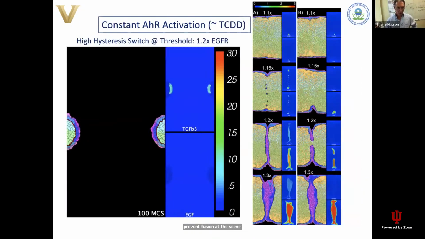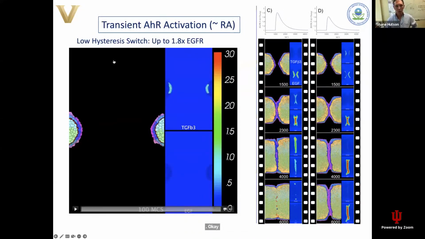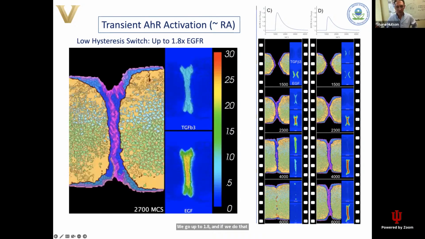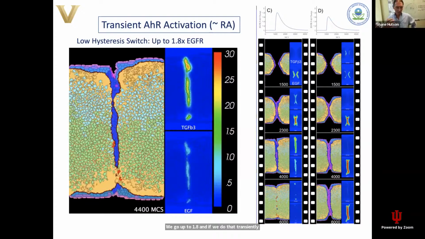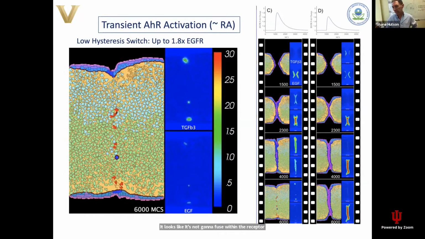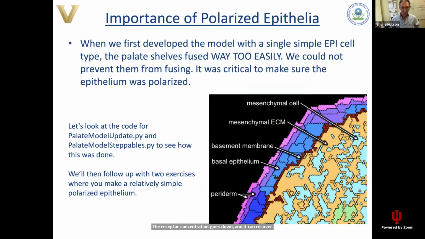Oh, and I skipped the other one. But if we do the low hysteresis switch, we can even go up higher. We can go up to 1.8. And if we do that transiently, it looks like it's not going to fuse, but then the exposure to TCDD goes down, the receptor concentration goes down, and it can recover, and the TGF beta part can win the switch.